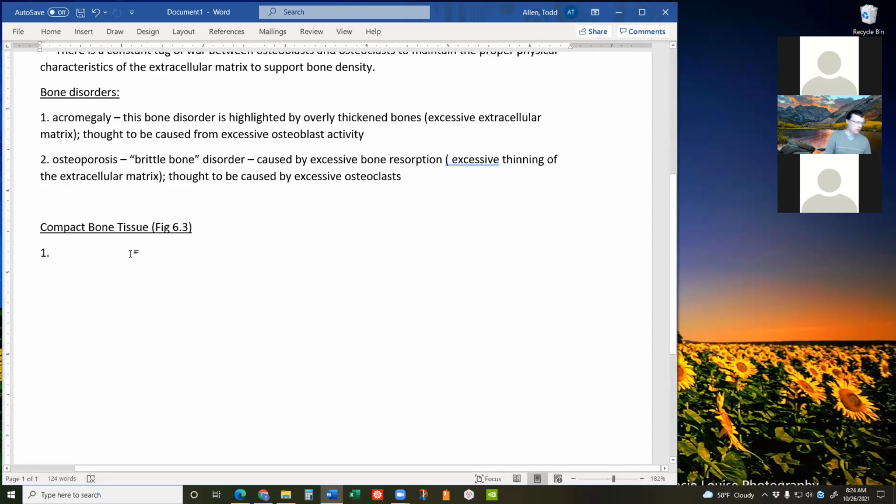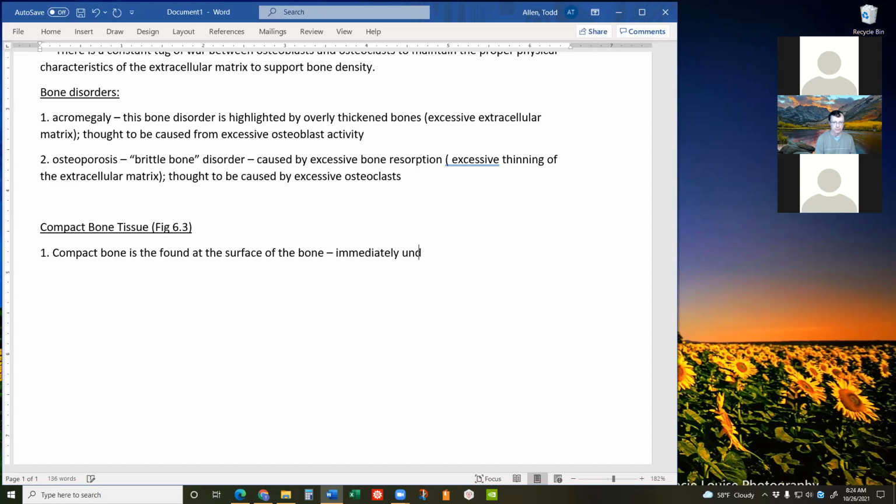All right, so right now we're going to start talking about compact bone, which is the type of bone tissue we find more at the surface of the bone structure itself. Compact bone is found at the surface of the bone. This type of bone tissue is immediately underneath the periosteum, and we covered the periosteum last time when we were talking about the structure of a typical long bone.